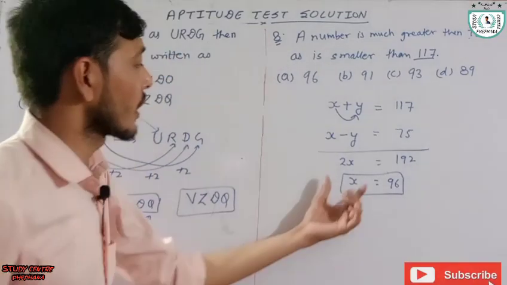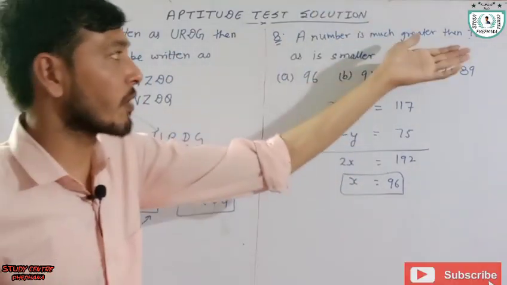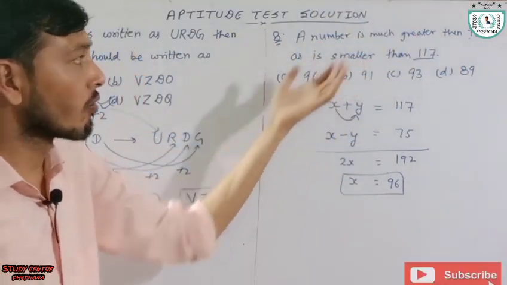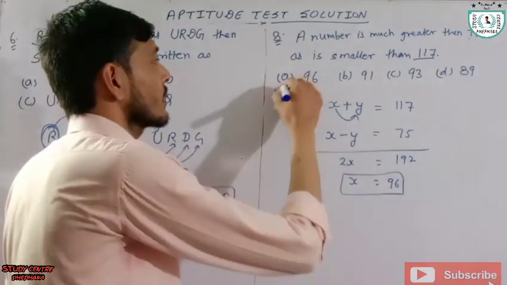It means the number that is greater than 75 and smaller than 117 is 96.